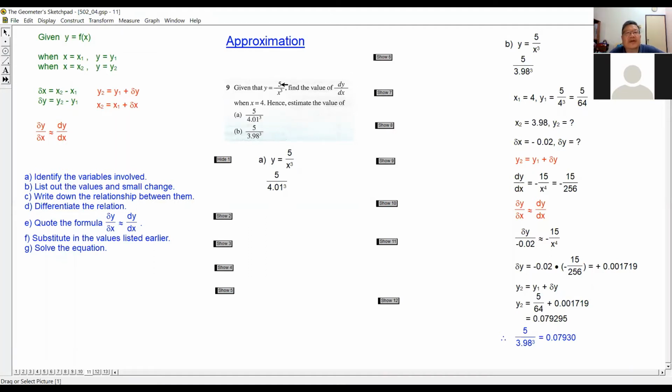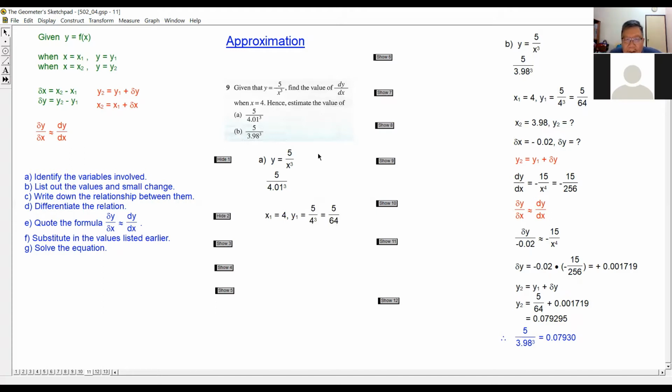Look at the question. This is the question, and this is the function. Can you see the similarity? 5, 5, cube, cube. So what is the value of x here, you think? 4.01. Correct, 4.01, right? So the nearest value to 4.01 is 4. So that means the initial value is 4. The final value is 4.01. Is that okay or not?